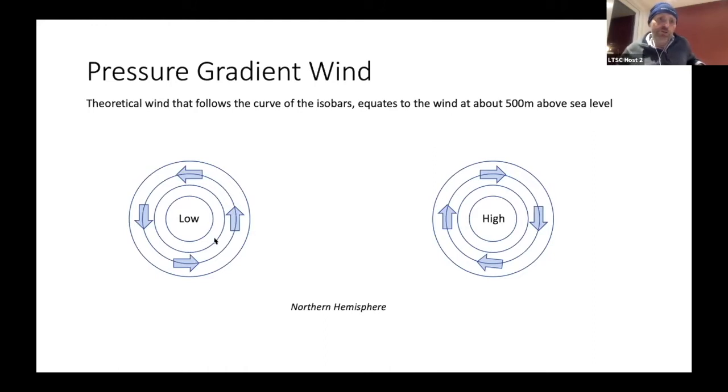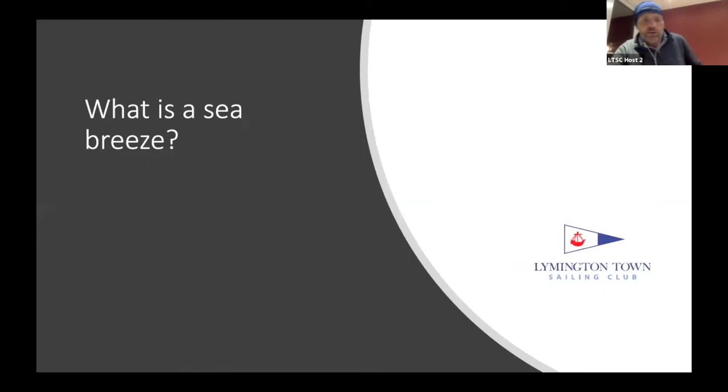Okay, so in a low pressure, we talk about it going round in an anti-clockwise direction, and a high would go around clockwise in the northern hemisphere. So that's what we're talking about, pressure gradient wind. We're effectively talking about the wind at about 500 meters and above. I just want to put that in to clarify. Right, so let's get down to it with those tools in mind.